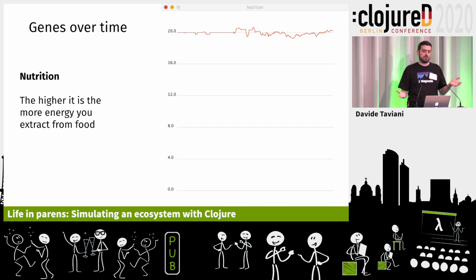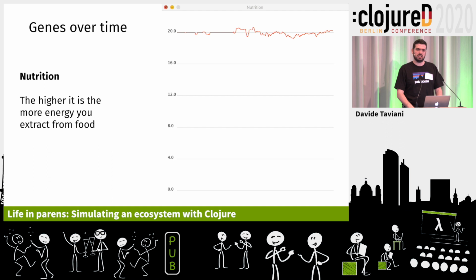Something that was surprising: I thought this gene was clearly advantageous, because that means they can extract more energy out of food, so definitely specimens that can extract more energy will have an advantage. Surprisingly, it doesn't matter. So there are other things that are more important.